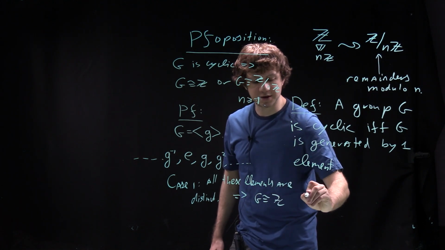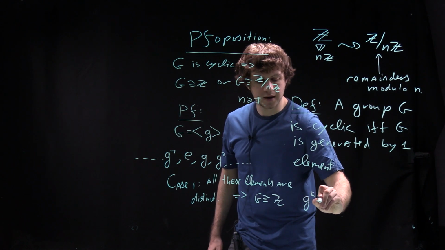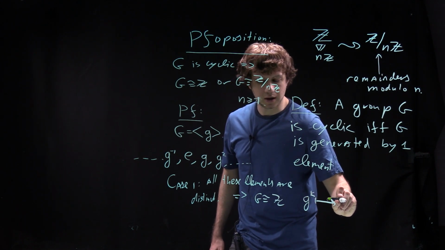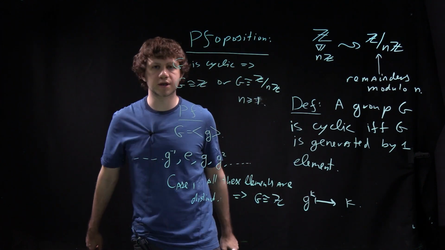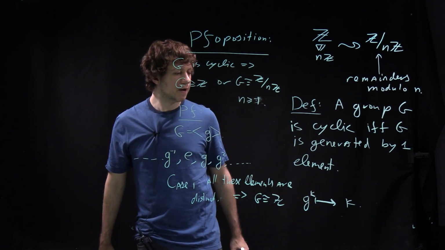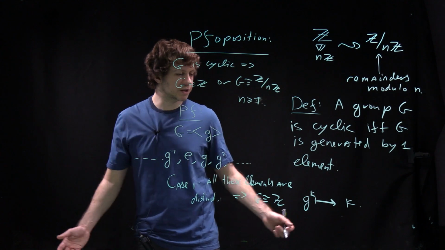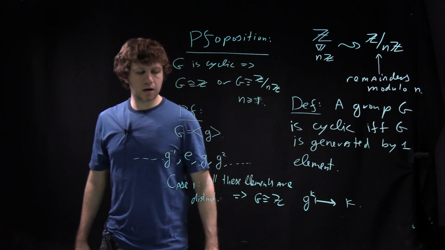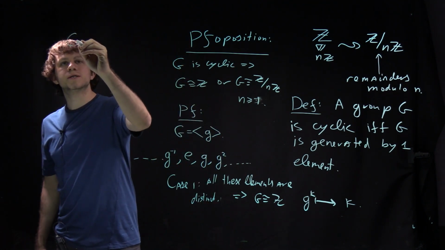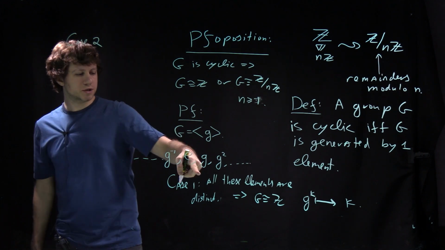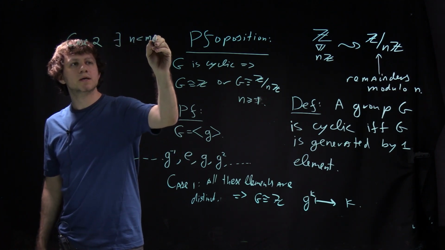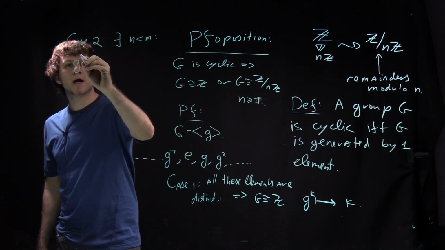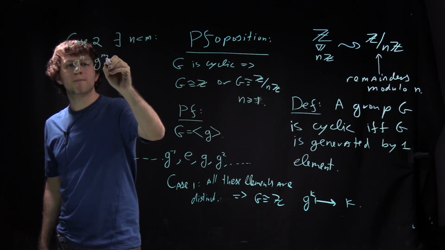The isomorphism sends g power k to k. Product goes to product, that's just the rule of multiplying powers. That's a bijection, nothing to check. Okay, and case 2 is when this is not true. There exists, let's say, n less than m, such that g power n equals g power m.